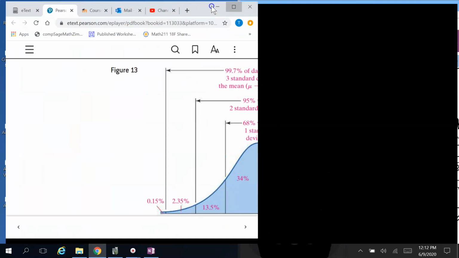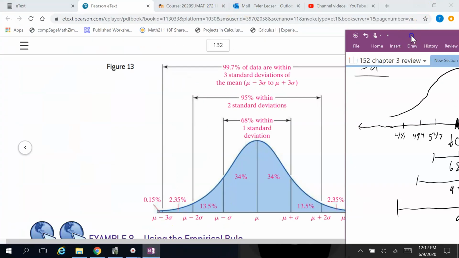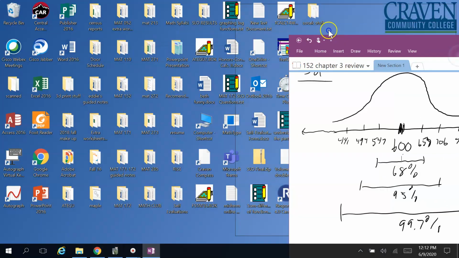So if I go back over to my picture here, see if I can get both of these on the same page. I'm not going to be able to. It's going to be awful looking. You'll just have to kind of, I'll do this really quick. Oops.